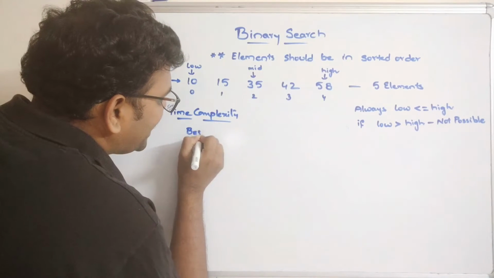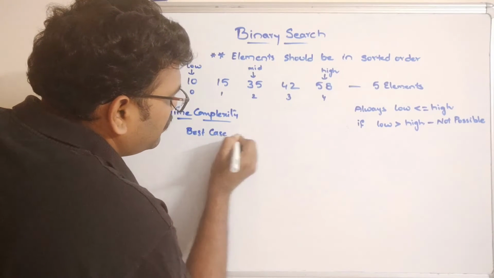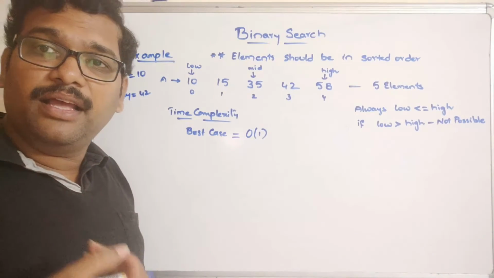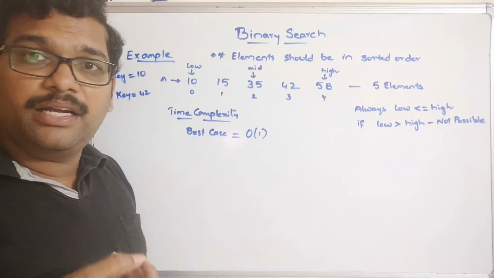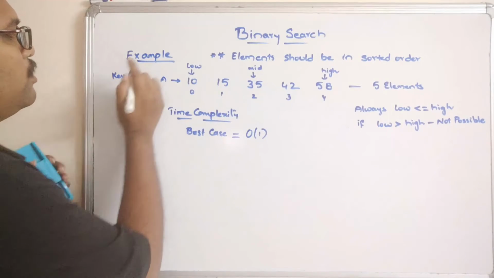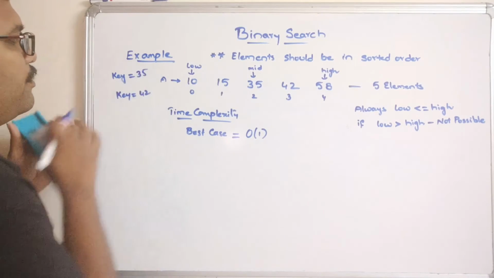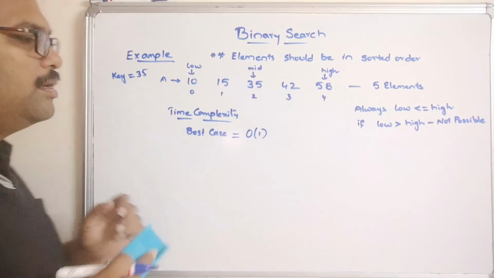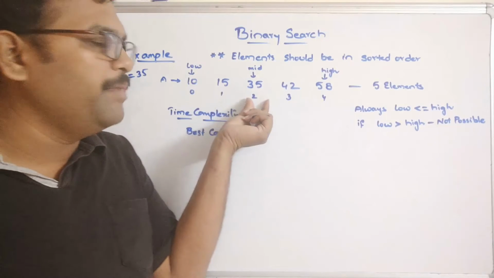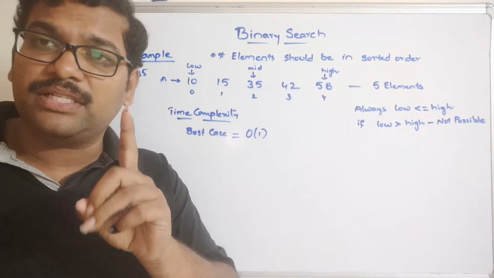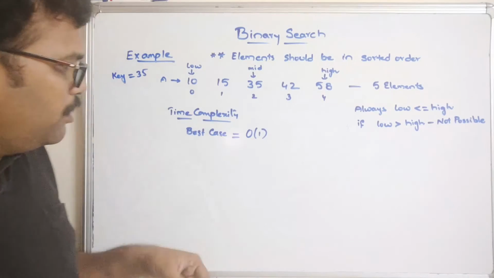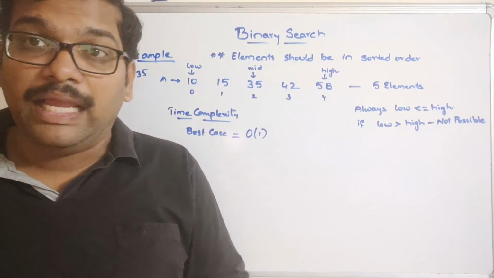So the best case time complexity is order of 1, because the search element is the middle element. For example, if key is equal to 35, how many comparisons do you require? Here in this case, that is the middle element. Obviously, in the first comparison itself we will get the search element. So it will be order of 1.